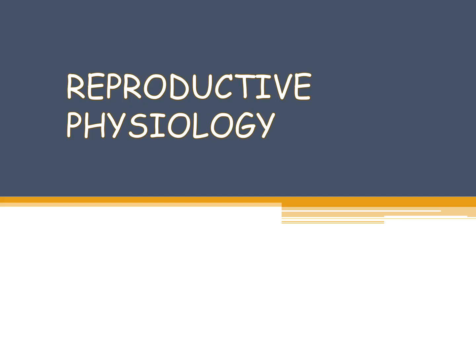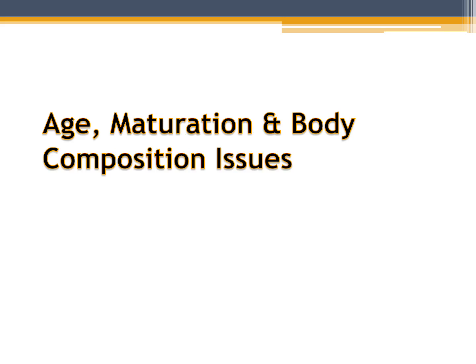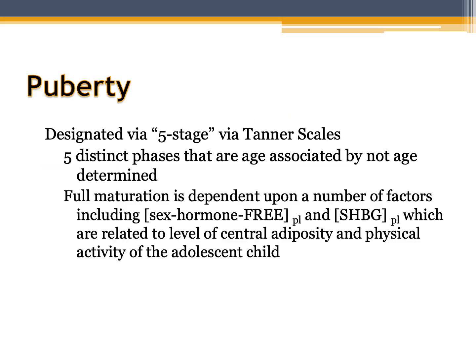So let's continue the discussion here, looking at what happens to the system as we age and mature, starting with puberty and then looking at aging issues within the system. So when we talk about puberty, we're talking about having a non-chronological development here.